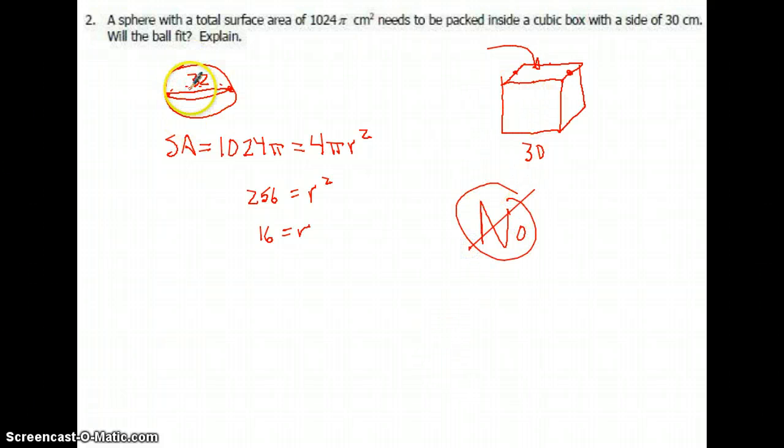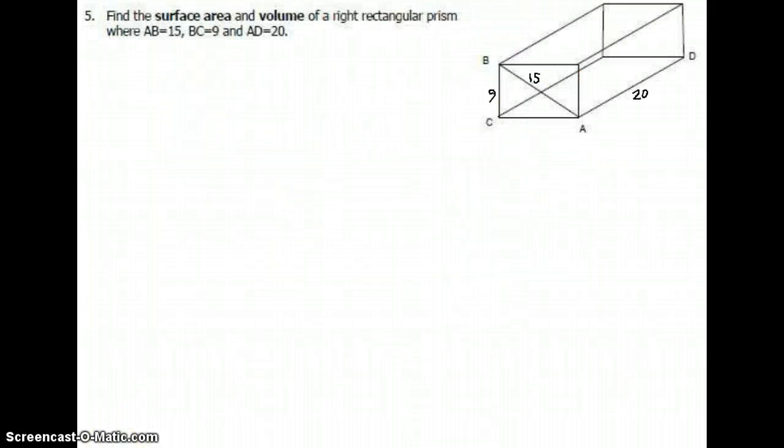Now, if you melt this thing down, certainly it will fit in the volume of this box, but the question is, can you fit physically this ball inside this box? No, it's too skinny.